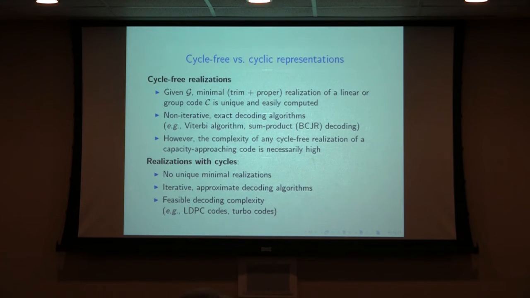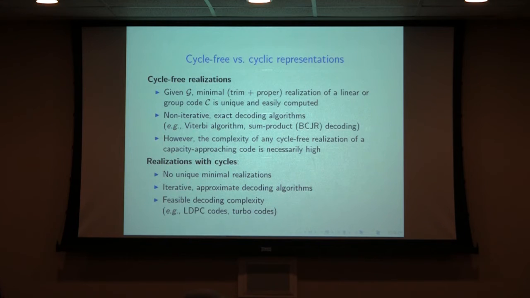That essentially settles the cycle-free case. What it hasn't settled is what graph we're going to try to realize our code on. And I showed you for the Golay code, there are many different possibilities and probably some we haven't thought of yet. But if you choose a cycle-free graph, once you've chosen it, then everything else, a minimal realization, is determined, and it is easy to compute.